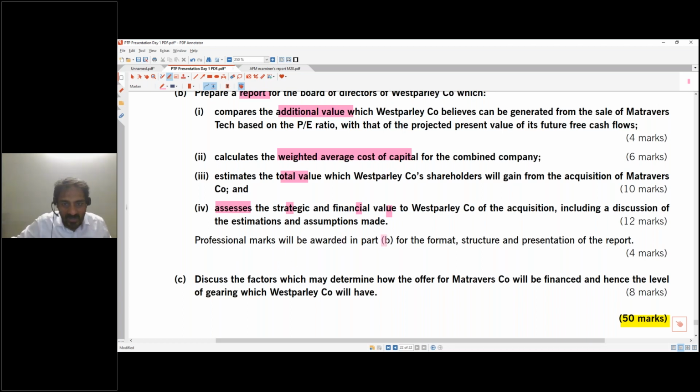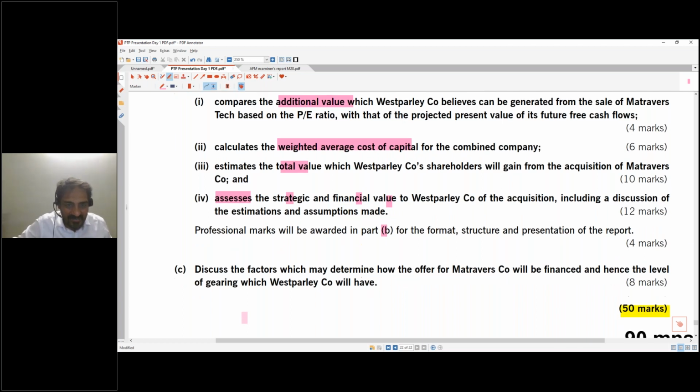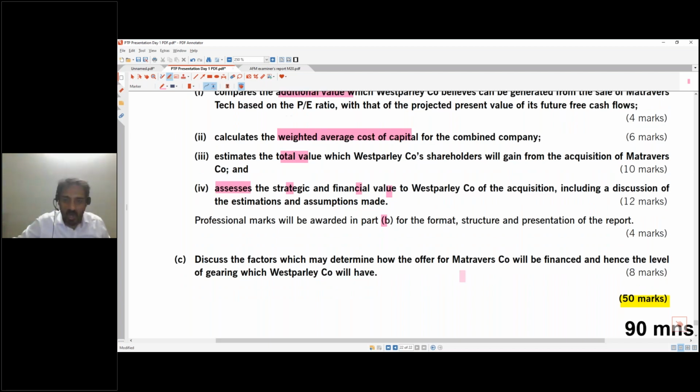Professional marks will be awarded for part B, for the format, structure, and presentation. And then part C, discuss the factors which will determine how the offer for the Metaverse company will be financed, and hence the level of gearing which West Parlay company will have. That is 8 marks.